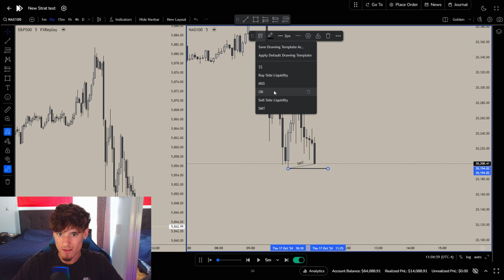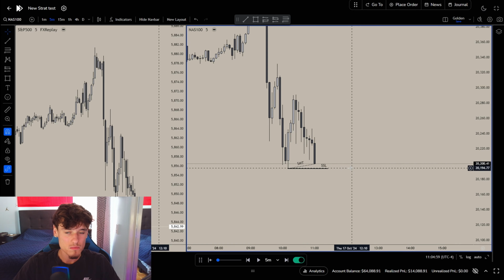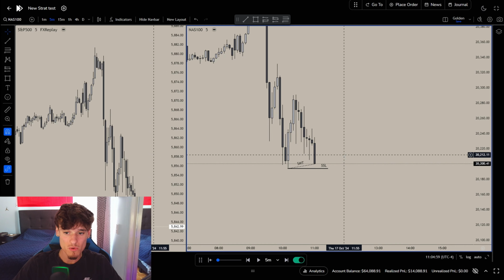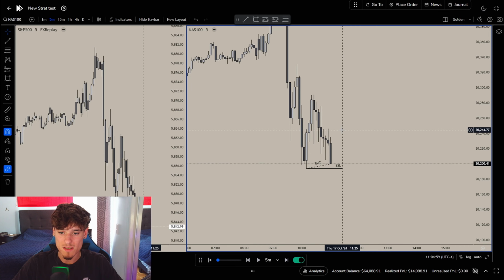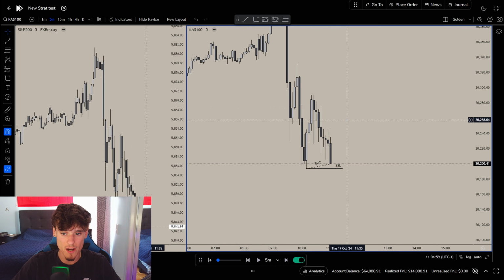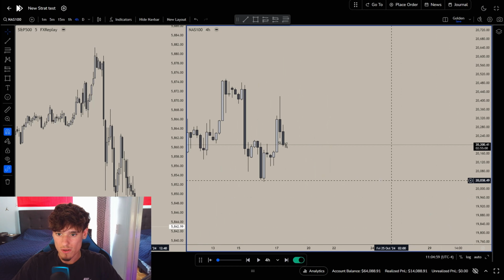So now we have a sell side over here on NAS. We don't actually have a sell side yet. So maybe we're going to take the sell side, maybe we're not. Let's see. But we have this SMT, so there is a reason for us to push higher. But of course, we need more confluence. So come to the 4 hour time frame.